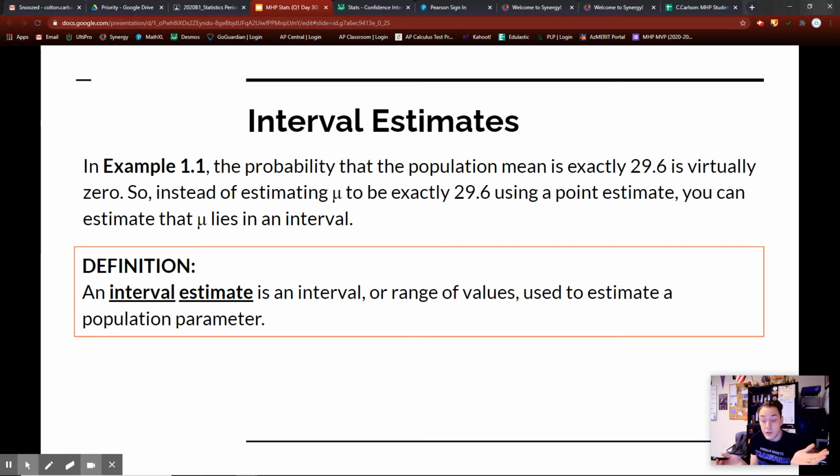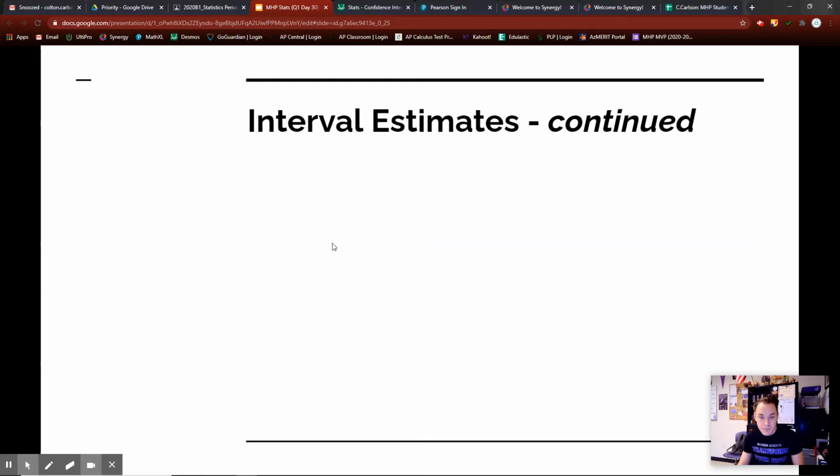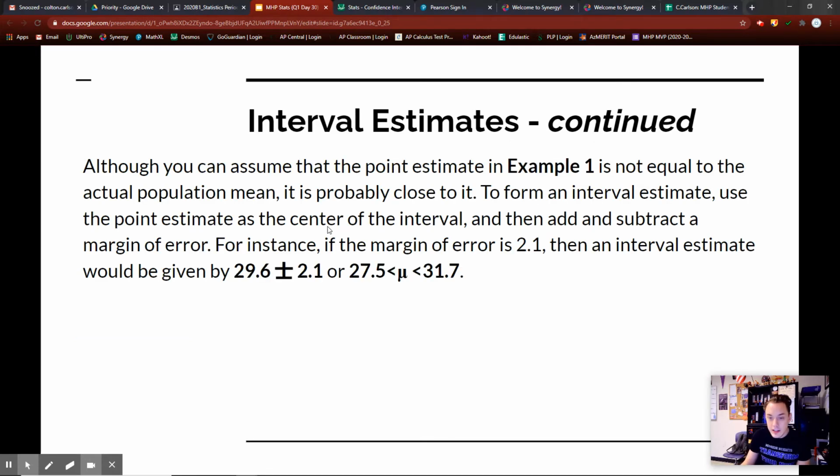Because again, it's virtually impossible that my sample mean will equal my population mean. So what we do instead is calculate an interval estimate to see whether or not it's between these bounds. And if it's between these bounds, then we can ask how confident are we that this is the case. Okay, so this is what it would look like.